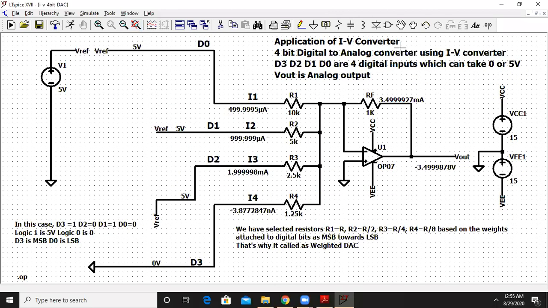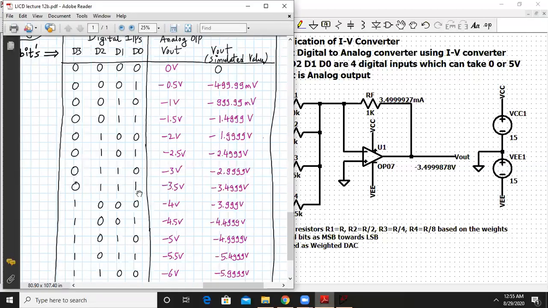Okay. So we are getting around minus 3.499, which is close to minus 3.5. Let us check in the table. So for 0, 1, 1, 1, we are getting minus 3.5. As you can see, in the simulated value also, we are getting minus 3.4999. So that's quite matching. That's very good actually.